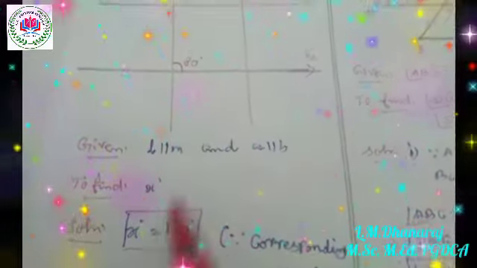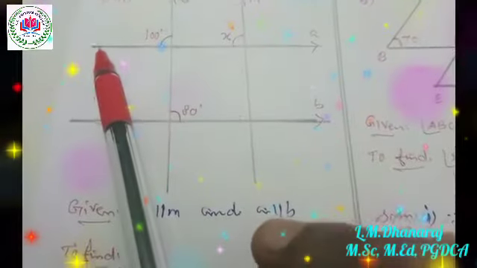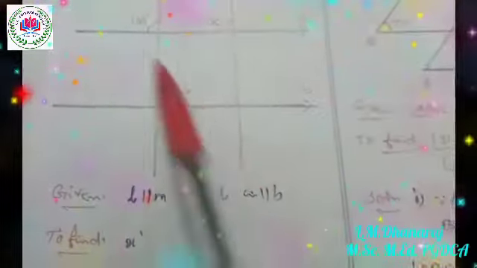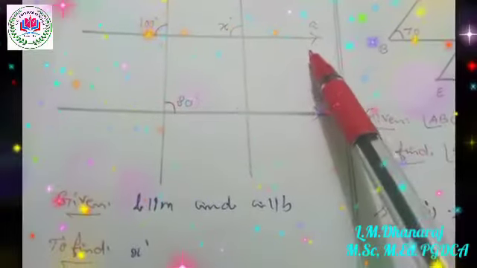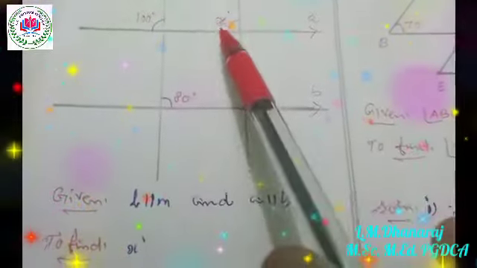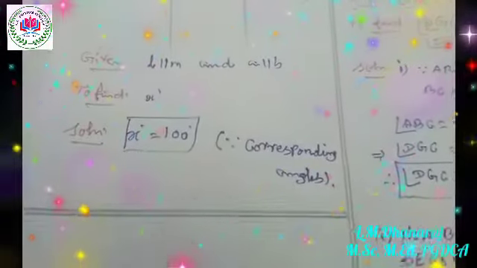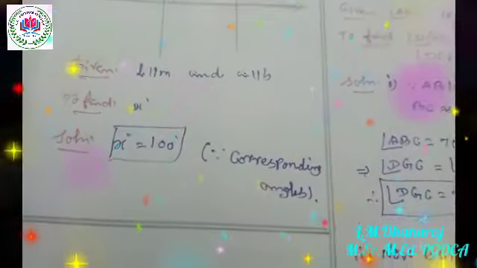Now let us say, since when you consider L and M are parallel, therefore A is a transversal, which means these two are corresponding angles. So in that case we can say x is equal to 100.